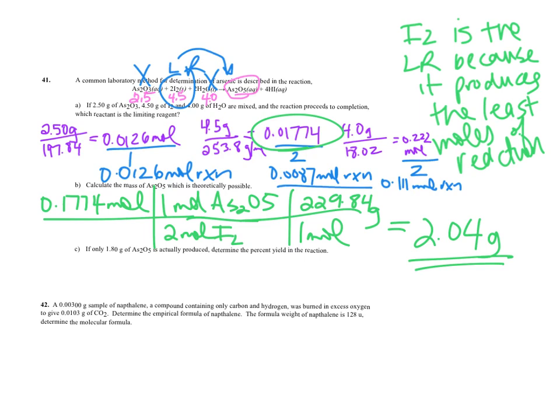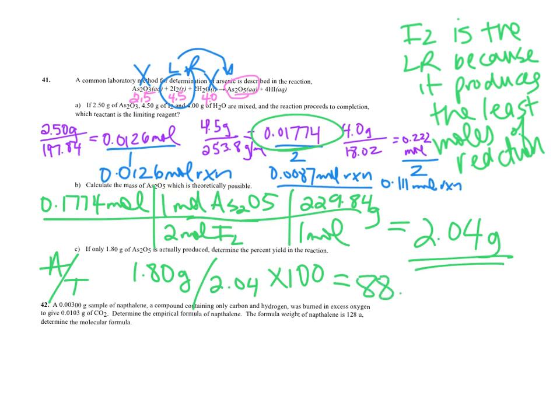Part C says if only 1.8 grams was actually produced, what's the percent yield? Oh, remember percent yield is actual over theoretical, so my actual is what I actually produced over the theoretical that I just solved, times 100. I get 88.3% yield. That's a little better than the last percent yield problem, that's for sure.